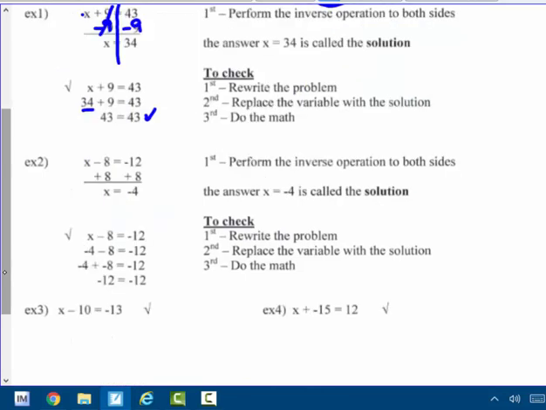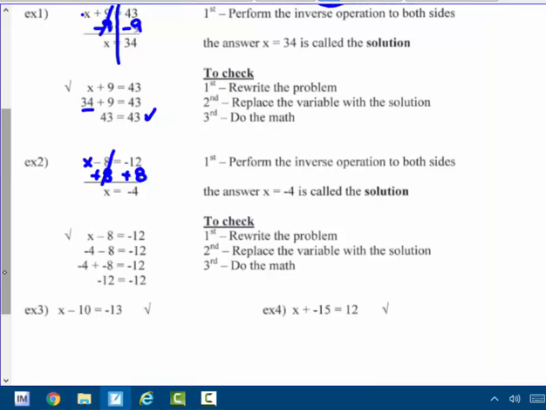Example 2. It's a subtraction equation. Here's x. What's happening? Subtracting 8. What am I going to do? The inverse. The inverse of subtracting 8 is adding 8. So I'm going to add 8 to both sides. Here's the balance step. Add 8 to both sides. Negative 8 and positive 8 cancel. So I get x equals negative 12 plus 8. Different sign, subtract. So 12 take away 8 is 4. Take the sign of the larger number, negative 4.